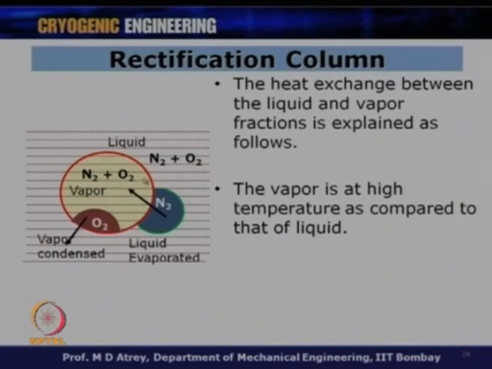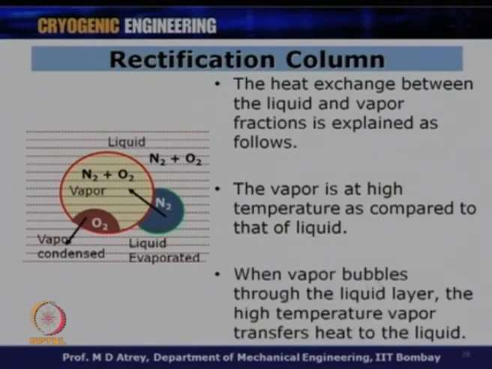and this hole size will decide the diameter of the vapor bubble. There are several bubbles coming through the liquid, and the heat transfer between the vapor, which is at a higher temperature, and the liquid will decide the efficiency of this column. When the vapor bubbles through the liquid layer, the high temperature vapor transfers heat to the liquid. Naturally, there is heat transfer from the high temperature vapor to the low temperature liquid.